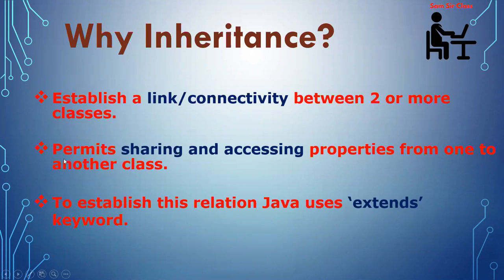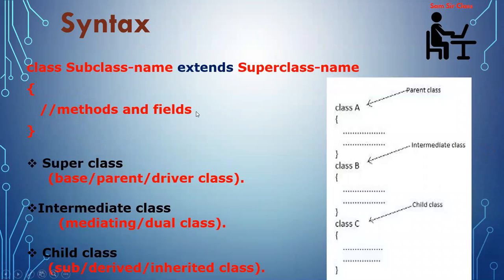Now, inheritance permits sharing and accessing the properties from one class to another. We have seen that the parent class is sharing its properties with the child class, and the child class is accessing the properties of the parent class. Now, to establish this relation, Java uses the extends keyword. Okay, so this is the syntax in inheritance.